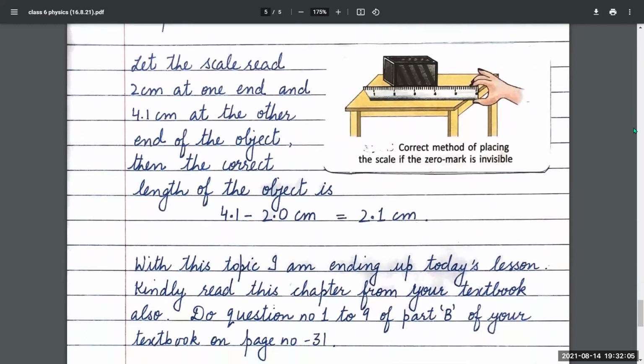For example, let the scale read 2 centimeter at one end and 4.1 centimeter at the other end of the object. Then the correct length of the object is equal to 4.1 minus 2.0 centimeter, and this is equal to 2.1 centimeter.